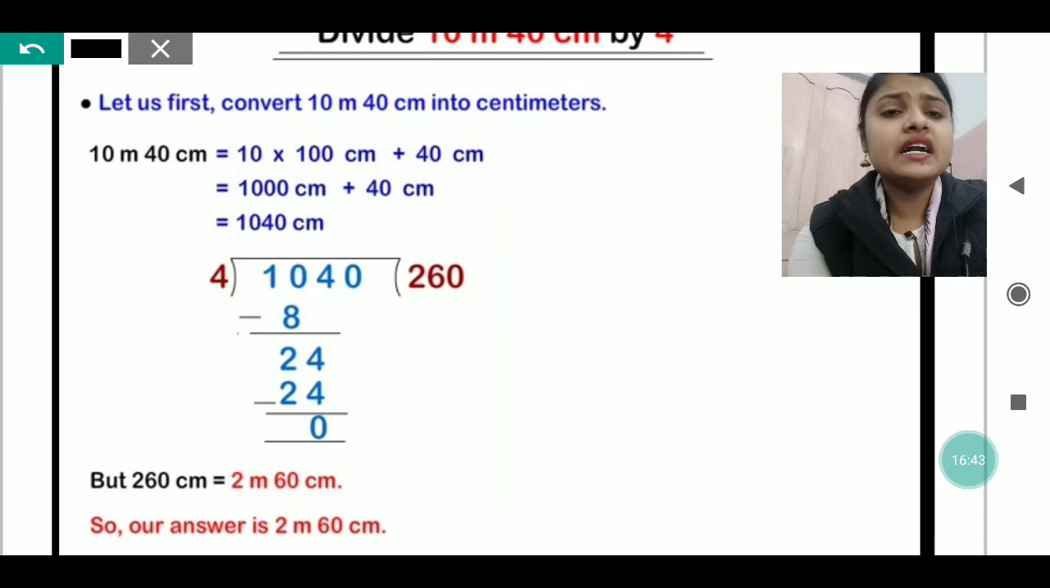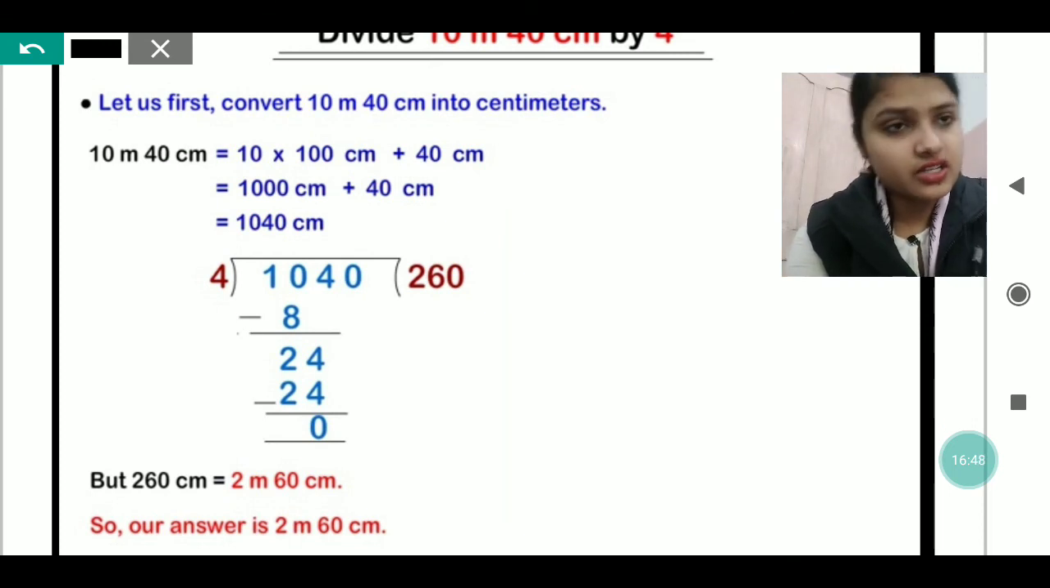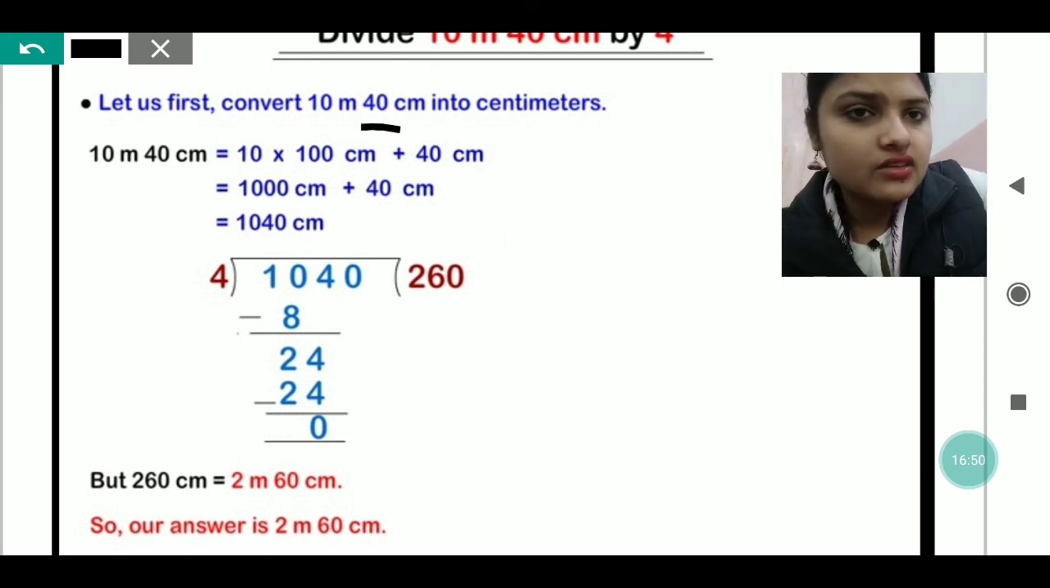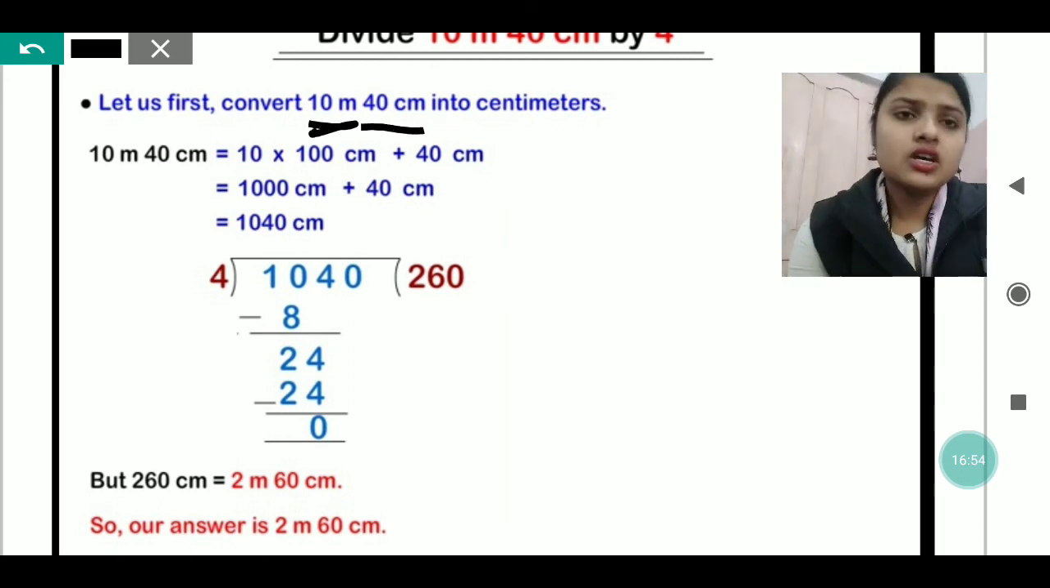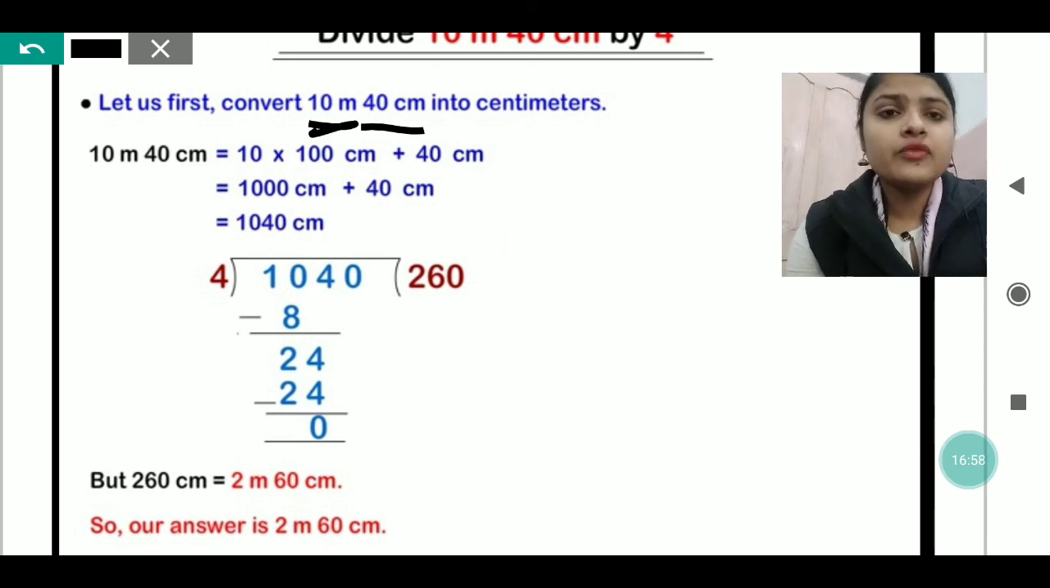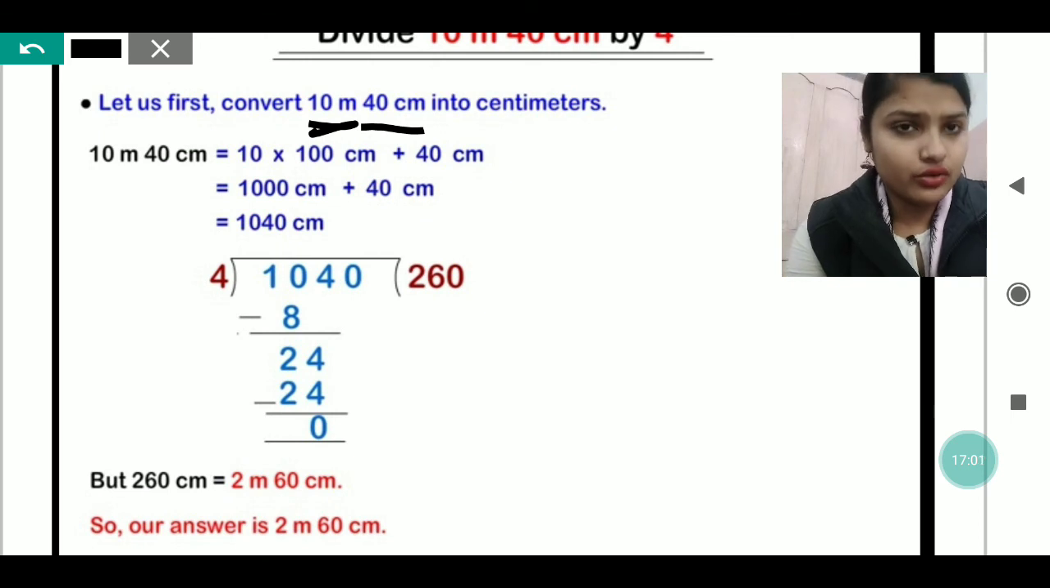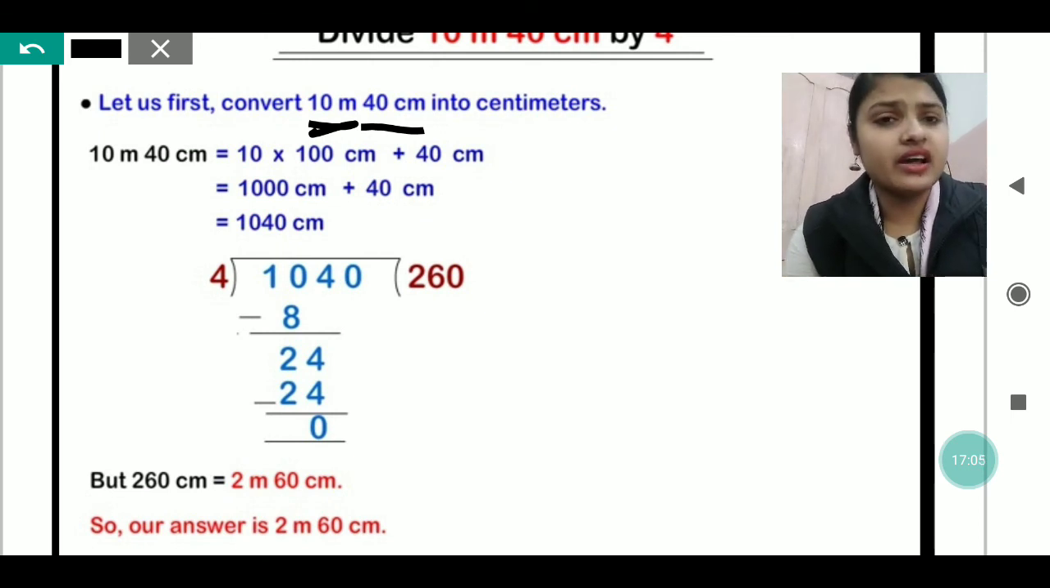It is given: convert 10 meters and 40 centimeters into centimeters. 40 is already in centimeters, so no need to convert it, but 10 is in meters. So that 10 meters will be converted into centimeters. Okay, so 10 into 100 when you do, you will get 1000 centimeters, and to that 1000 centimeters you add 40 centimeters, you will get 1040. Okay, after that you can easily divide.